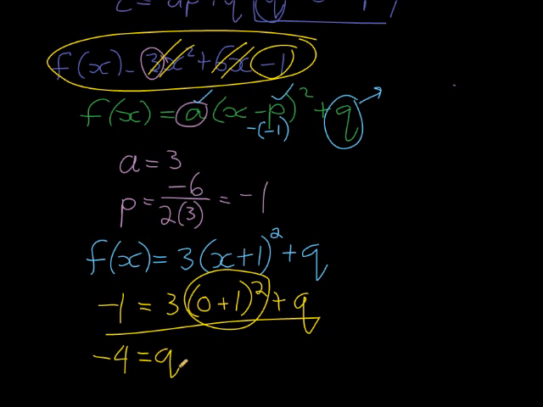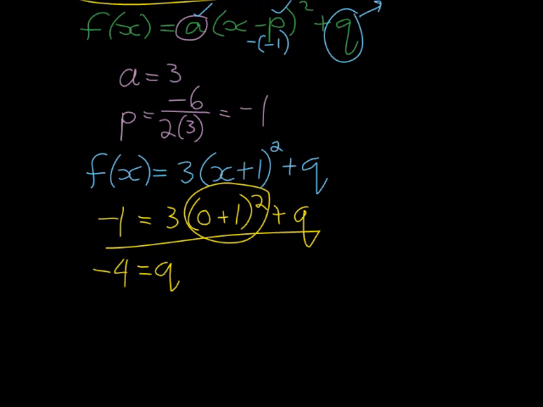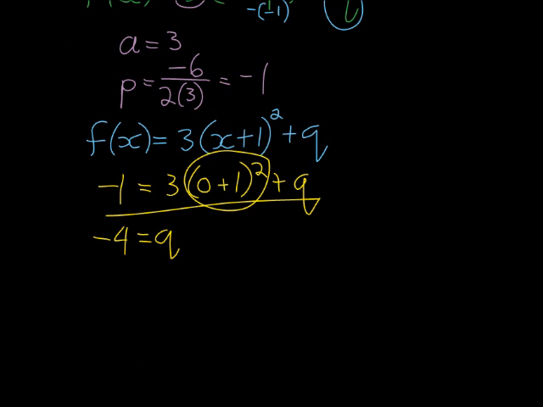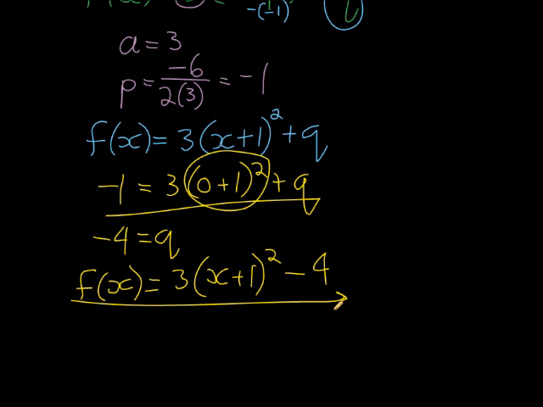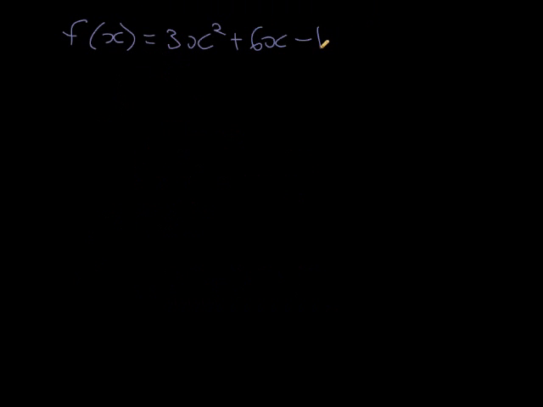So q is equal to negative 4, and if we put all of this together, we find that f(x) is equal to 3(x plus 1) squared minus 4. And there we go. Now there's another way to get to this format if I'm given ax squared plus bx plus c, and that is to complete the square. I'm going to do this one quickly just to demonstrate.